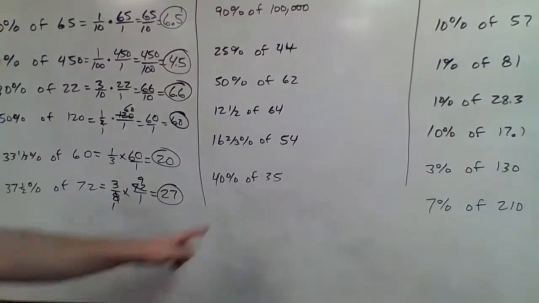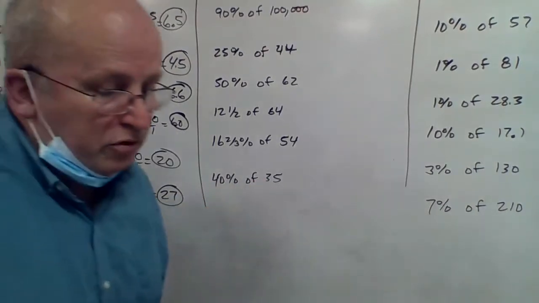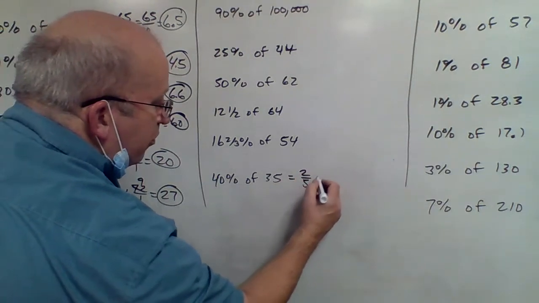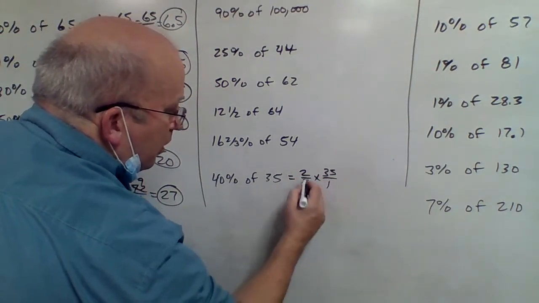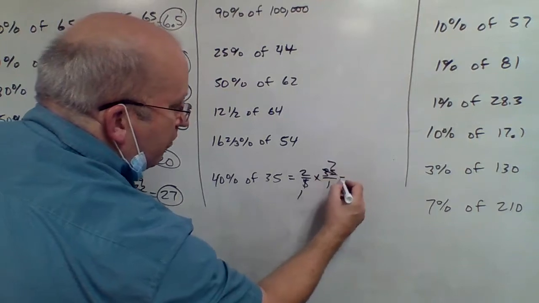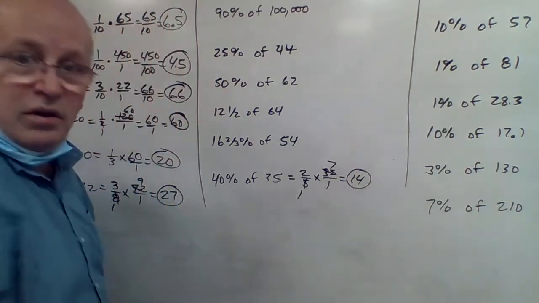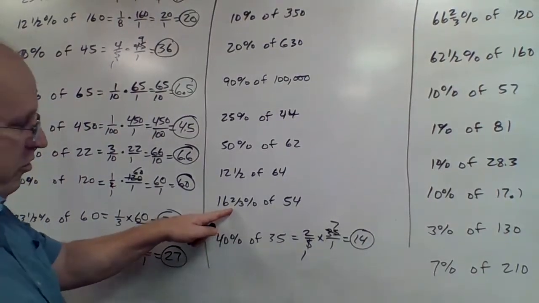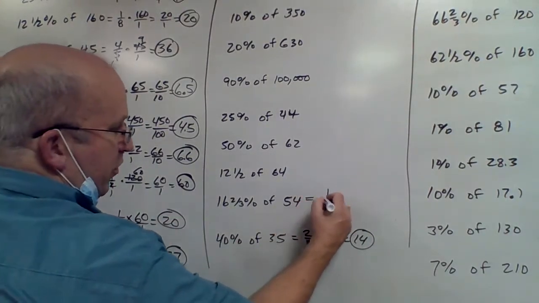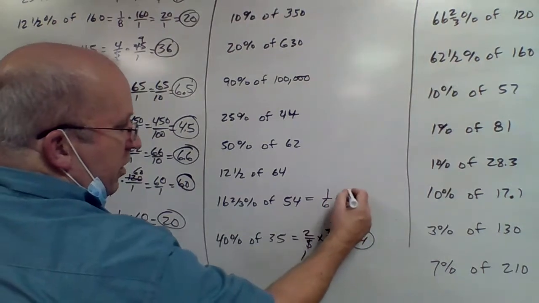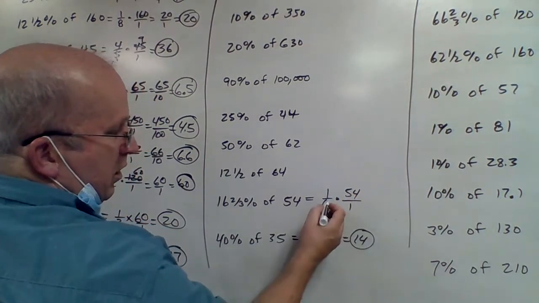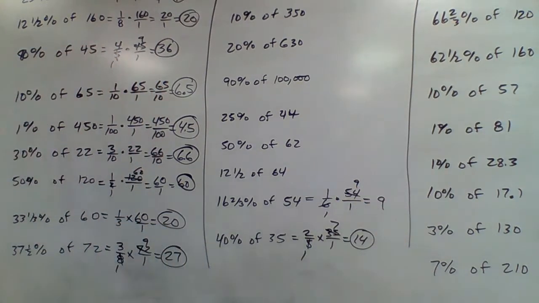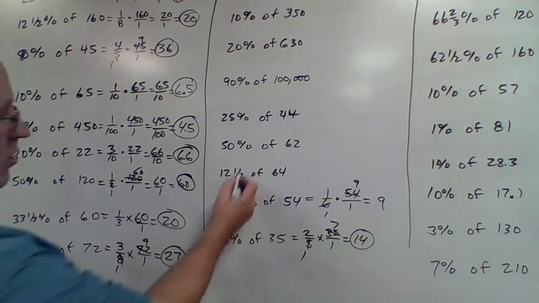Let's go to this next row. We'll work up from the bottom. 40%, is that on your chart? Yes, it is. 40% is 2/5 times 35 over 1. Divide by 5, divide by 5. I get an answer of 14. Is that on the board? Sure looks like it. 16 2/3%, if you look at your chart, that's the fraction 1/6. 1/6 times 54 over 1. Divide by 6, divide by 6. I get an answer of 9. Whoops, that should say 12.5%.